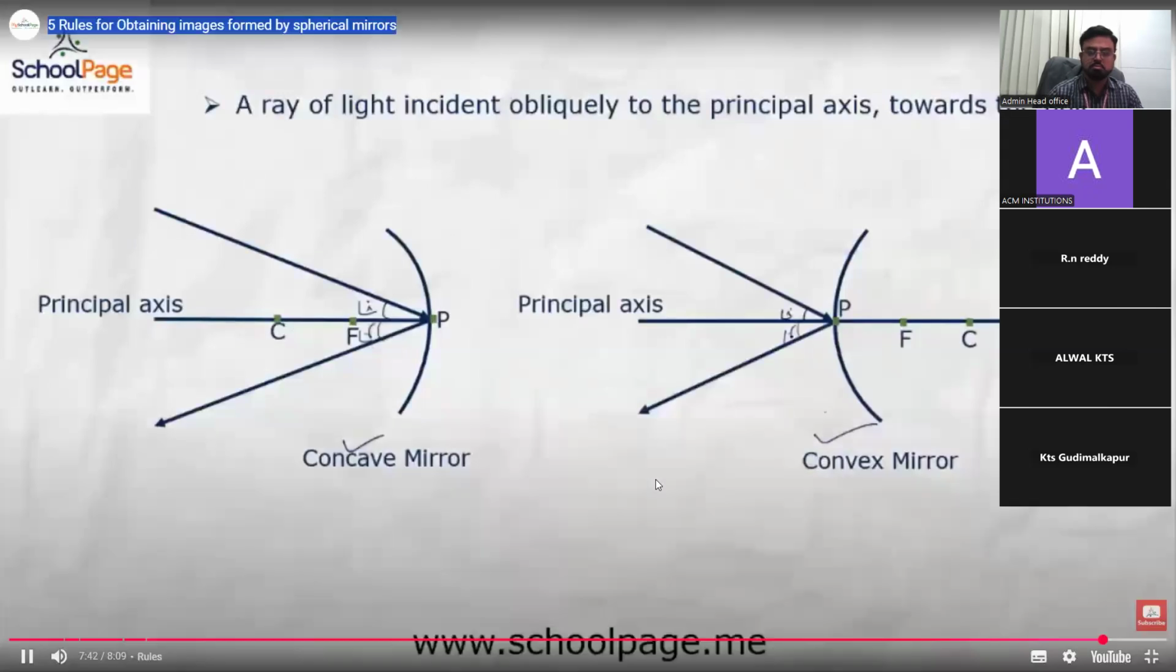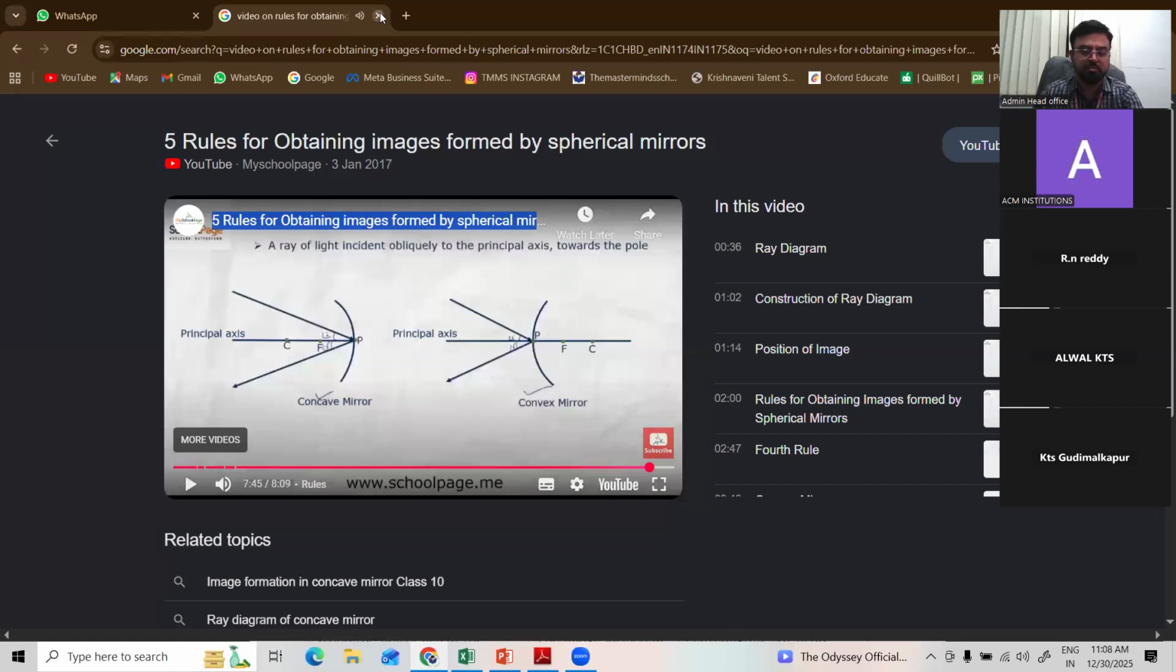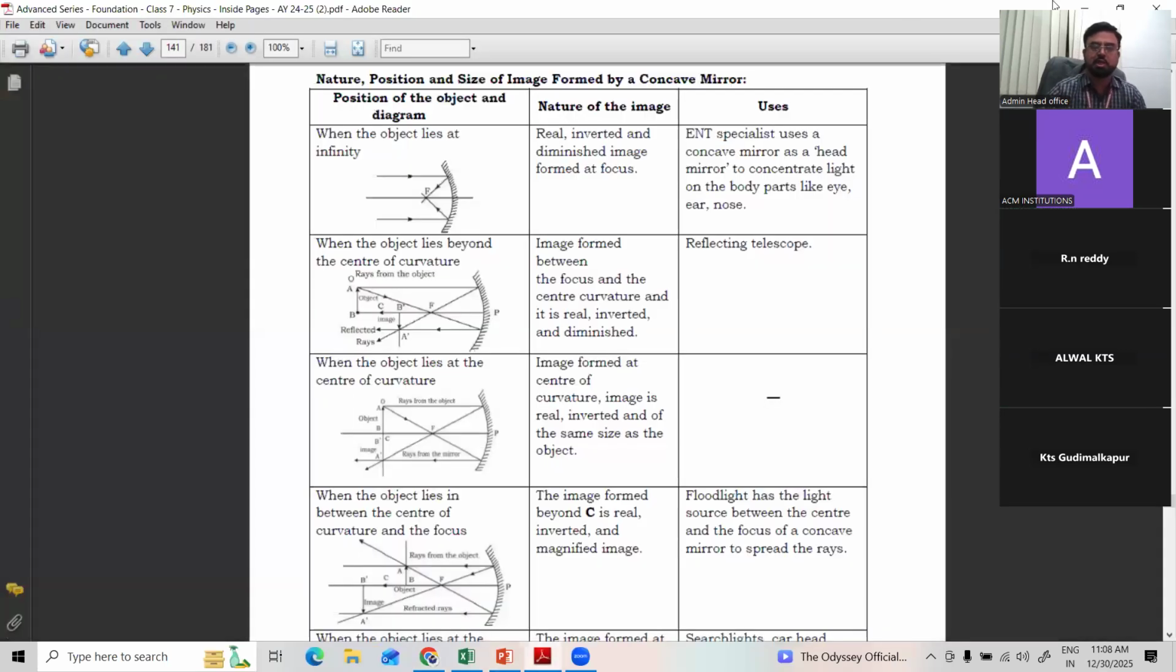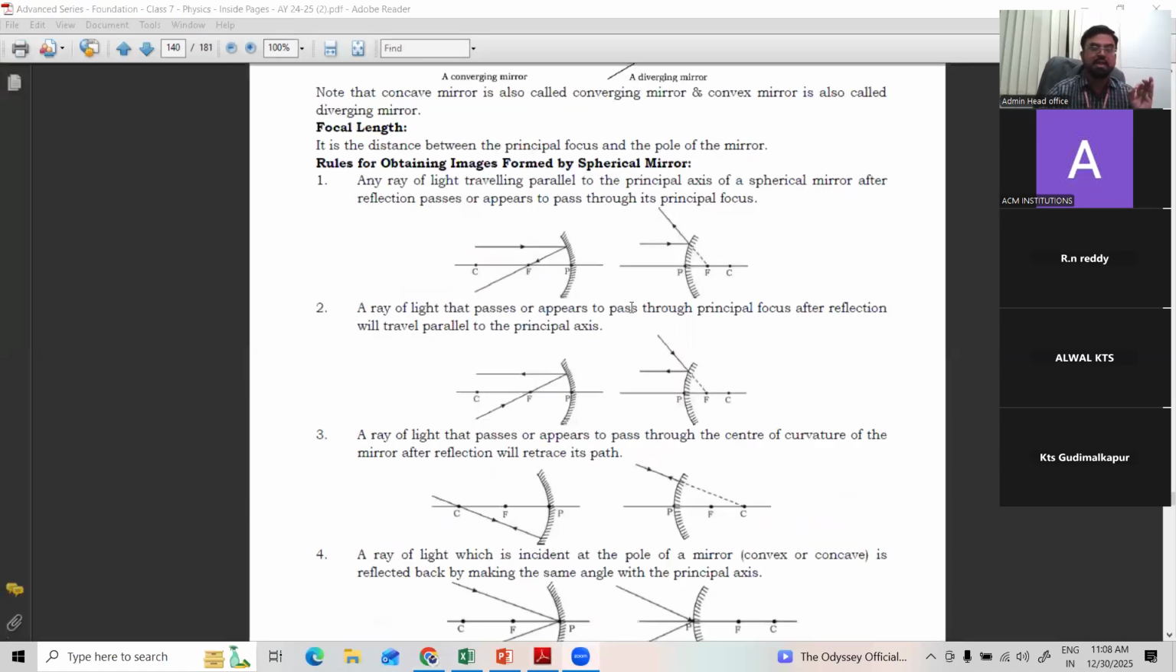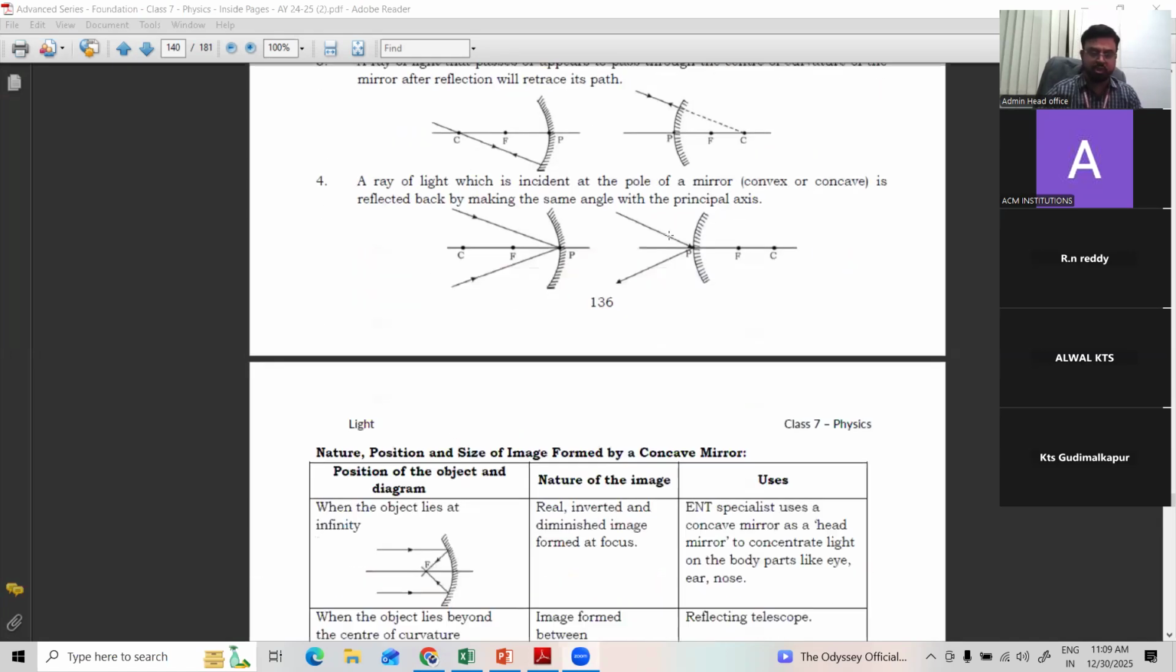Keeping these rules in mind, in our next video we would be talking about the... Okay, these are the 4 rules. Of course, there is a 5th one also, but in higher classes you can come across it. So those are the 4 rules for formation of images by spherical mirrors, the rules of obtaining the images. These are called ray diagrams, which we are showing here.